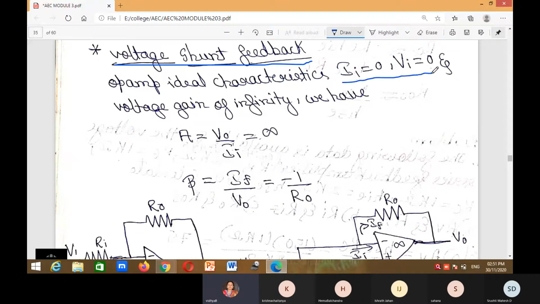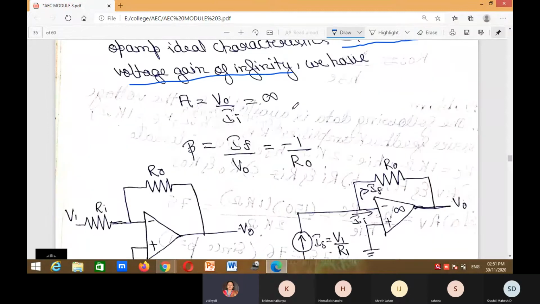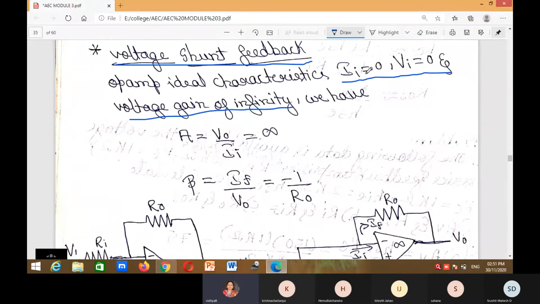Ii is equal to 0, Vi is equal to 0, and the voltage gain is infinity. We have considered here that the input voltage is 0 and the input current is also 0. Voltage gain is output voltage divided by input voltage. Input voltage is 0, so 1 divided by 0 is infinity.